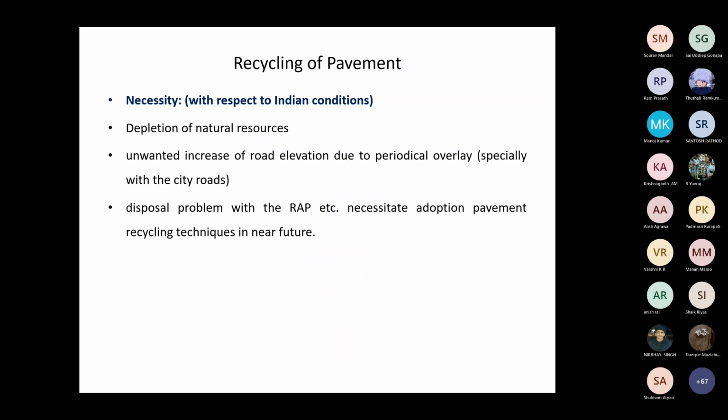One is depletion of natural resources. Natural resources are depleted, so you should take care of both, like aggregate or bitumen, whatever it is. So you have to take care of that. Then, unwanted increase in road elevation.